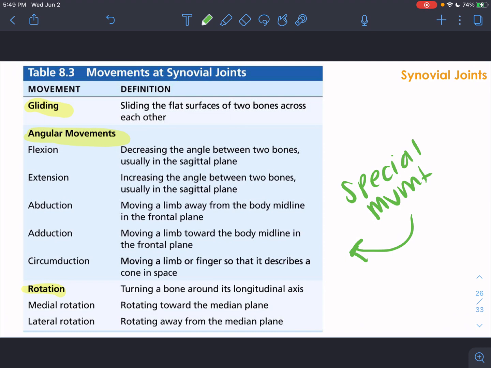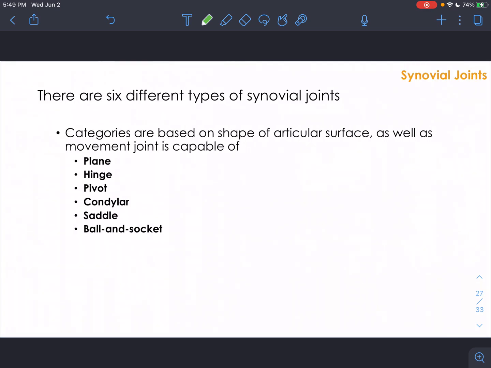definition of each is. All right, and then the very last part of this chapter is the different types of joints. And there's 6 different categories. They're based on the shape of the articular surface, so the surfaces that are touching, as well as the movement that the joint can do. So these are the 6 of them, and there's a slide for each of them. So we'll go through plane joints, hinge, pivot, condylar, saddle, and ball and socket.